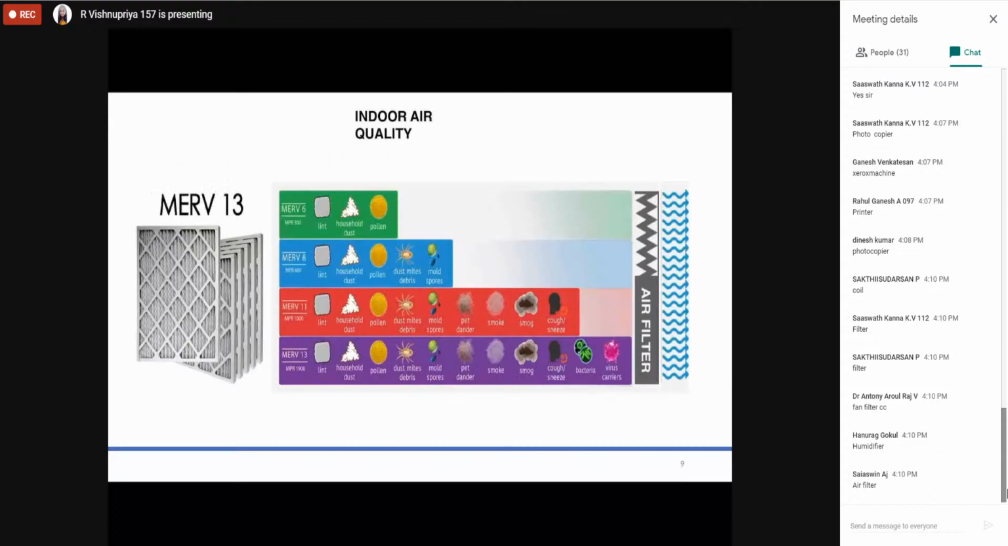So you can see different types of filters: MERV 6, 8, 11, 13. Can somebody quickly give an expansion for this MERV? That is an abbreviation. Meanwhile, we'll discuss. MERV 6 has a certain micron level, right? 20 micron, 10 micron. So MERV 13 is going to be more efficient. Done. Ganesh, good.